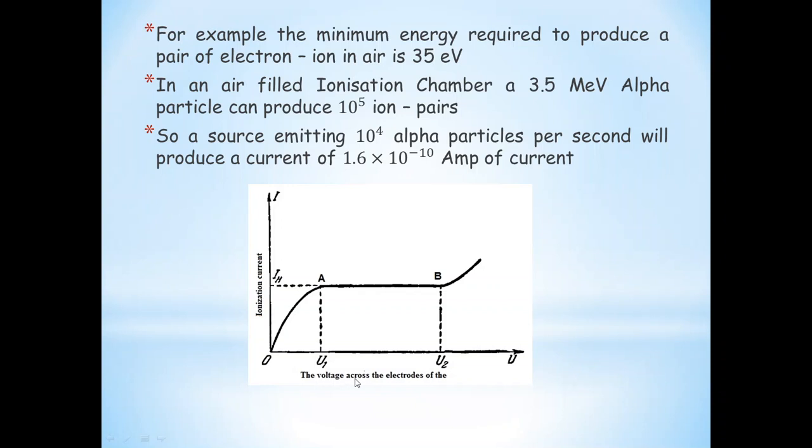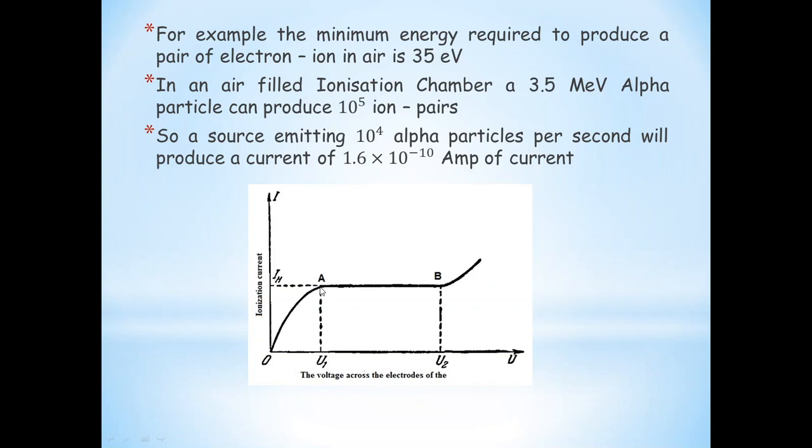Initially, as the voltage is increased, what happens? The ionization current increases. Why? Because at zero voltage, even if electron-ion pairs are produced, they won't reach the electrodes, so there will be no ionization current in the circuit. As the voltage is increased, the electrons and ions get attracted by the electrodes and a current is produced. Higher the voltage, more the current. So the ionization current increases with the increasing voltage.